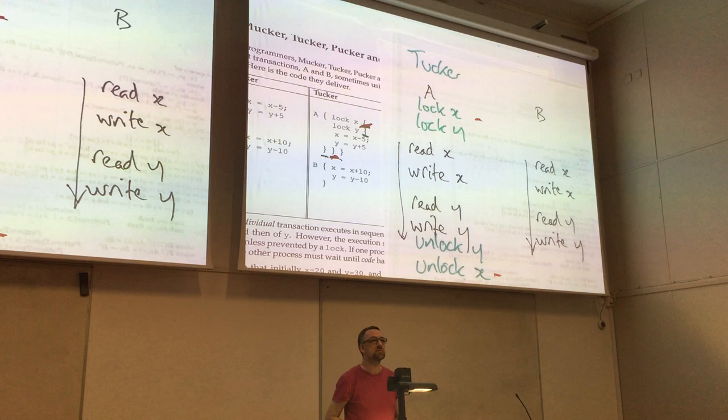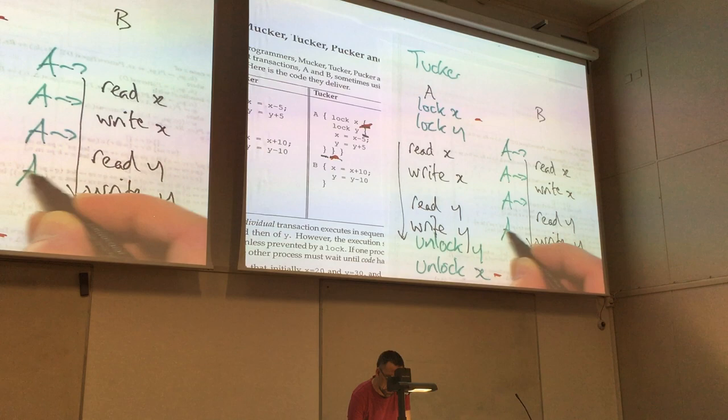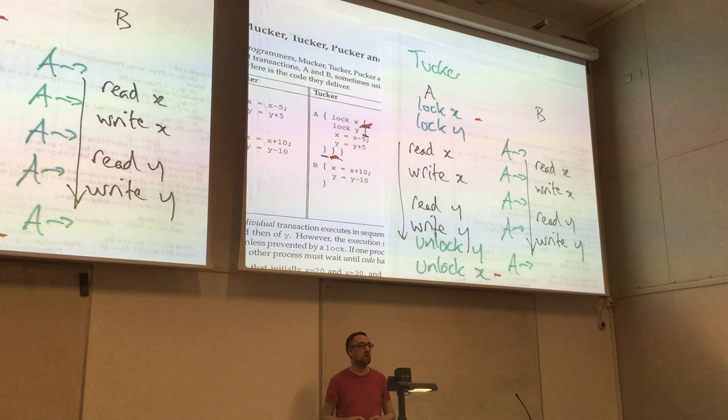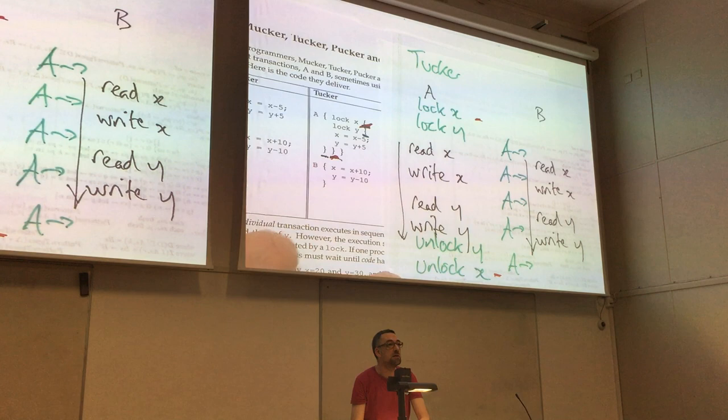However, that could all happen at any stage during the execution of B. So we're in the situation where we could have A happening here, or here, or here, or here, or here. There are five different points in time at which A can run. But once A gets going, B is effectively stuck until A finishes, and then B can finish its job. Because once the unlocks happen, B is then free to access memory again.